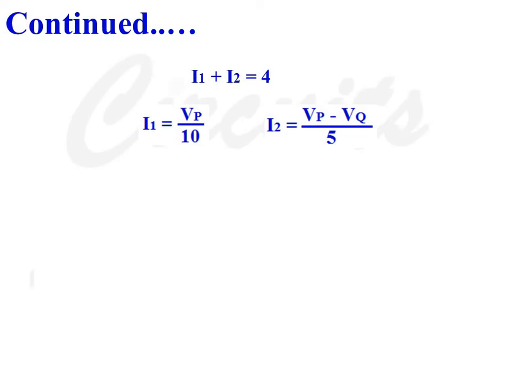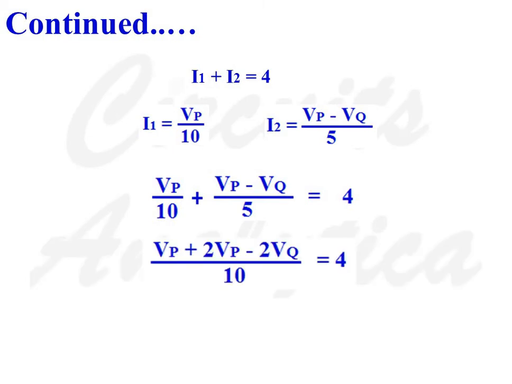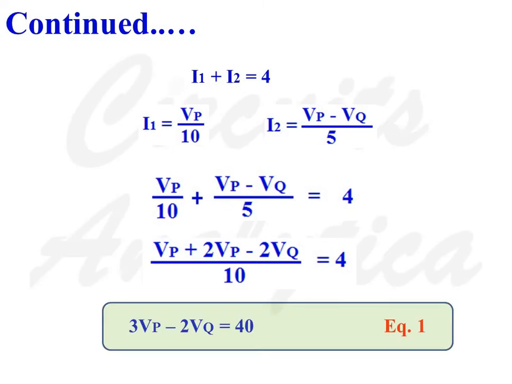I1 is equal to Vp divided by 10 and I2 is equal to (Vp minus Vq) divided by 5. Therefore, we can write Vp by 10 plus (Vp minus Vq) by 5 is equal to 4. (Vp plus 2Vp minus 2Vq) the whole divided by 10 is equal to 4. 3Vp minus 2Vq is equal to 40, equation number 1.